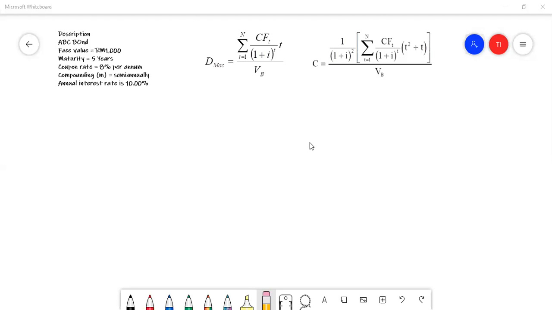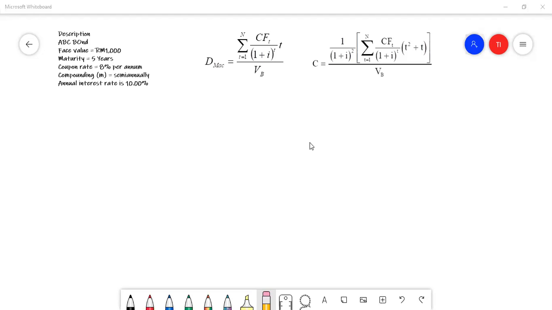Okay, good evening, guys. Today I would like to explain how to calculate the Macaulay duration, modified Macaulay duration, as well as the convexity. Before we go to duration and convexity, we also have to know how to calculate the bond value. So now we look into one example, the ABC bond.